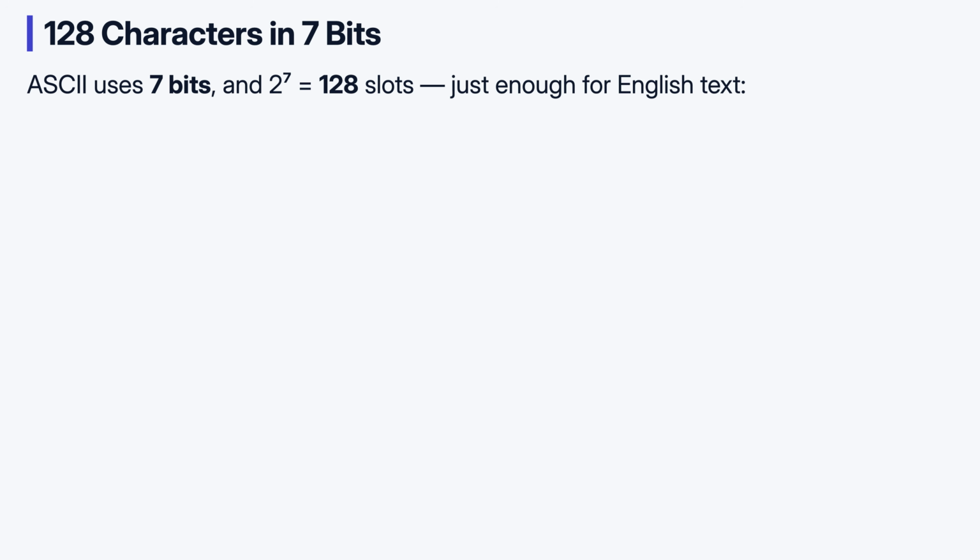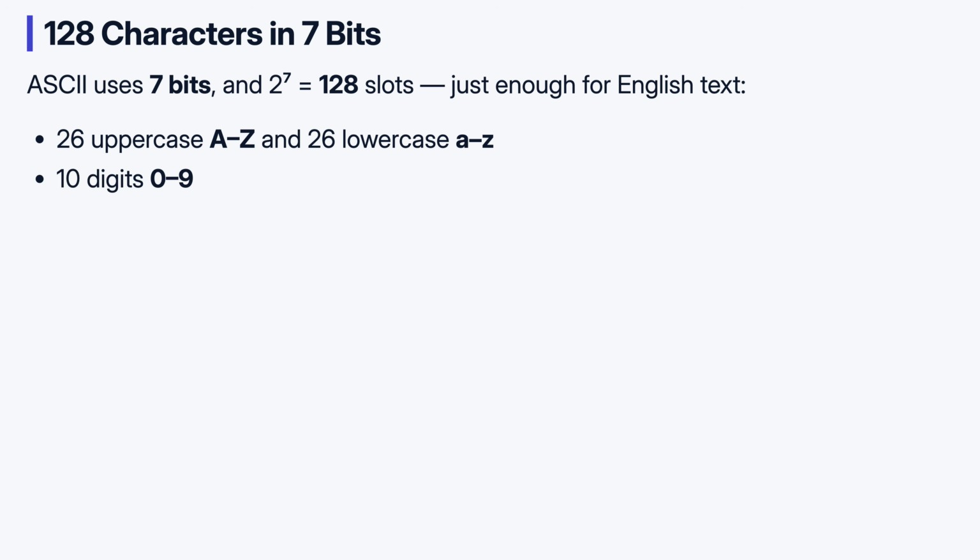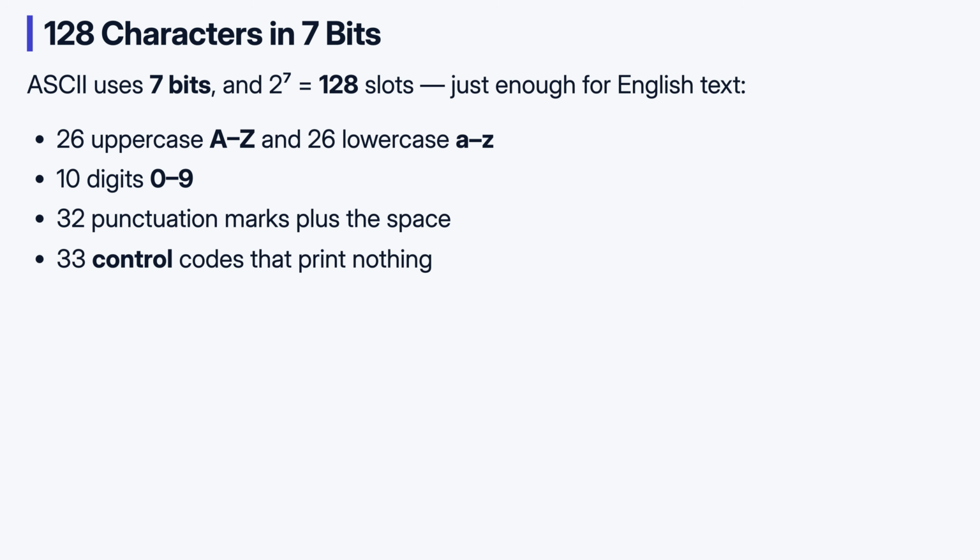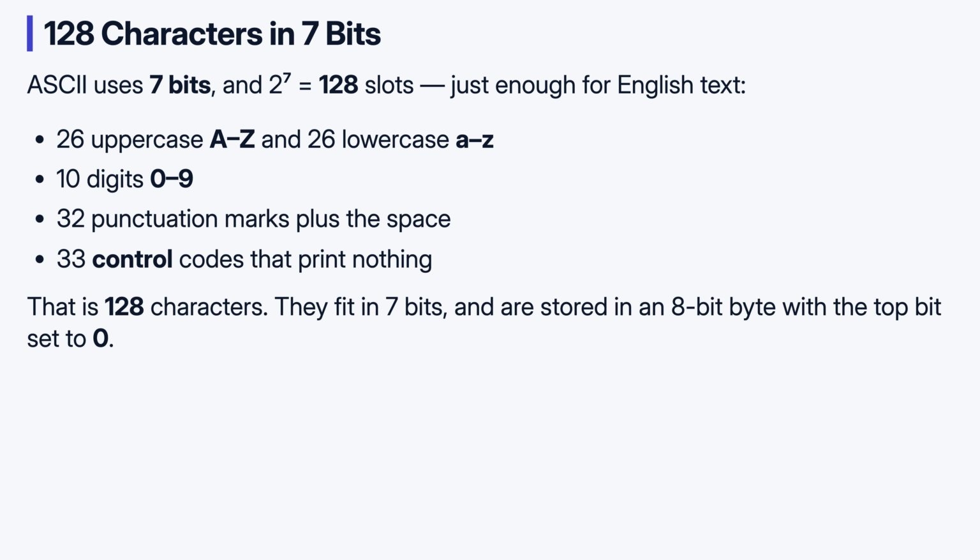ASCII uses 7 bits. 2 to the power 7 is 128 slots, and that was just enough for English. 26 uppercase letters, A through Z, and 26 lowercase, a through z. 10 digits, 0 through 9. 32 punctuation marks plus the space. And 33 control codes that print nothing at all. Add those up and you get 128 characters. They fit in 7 bits, and in practice they are stored in a full 8-bit byte with the top bit set to 0.